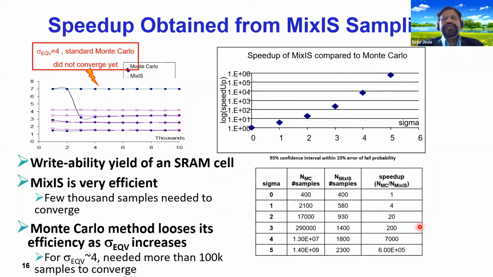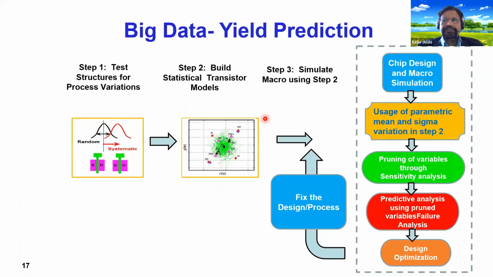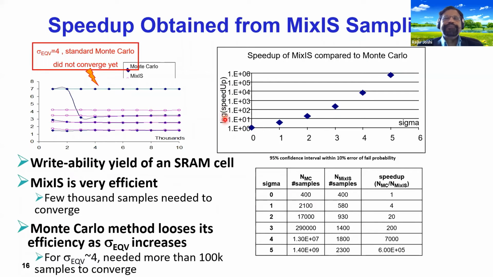Just to give you an idea, I mentioned there are two important things: accuracy and speed. So how do we do that? If you look at the speed, this is the speed here as a function of sigma value. And you can clearly see that the speedup for this mixture importance sampling can be increased dramatically.